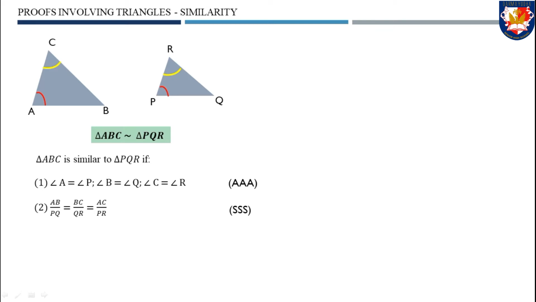of similarity. Third, two ratios of corresponding sides are equal with equal corresponding angles included between the sides. AB over PQ equals BC over QR, and the angle included between those sides, angle B, equals angle Q. This is what we call SAS of similarity.